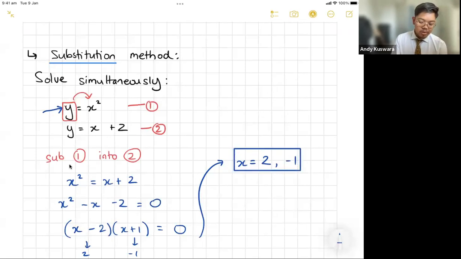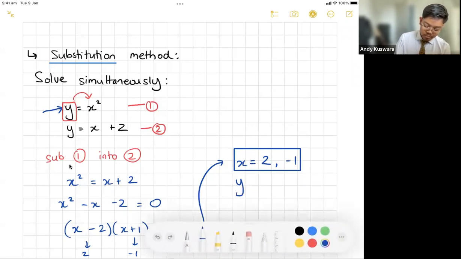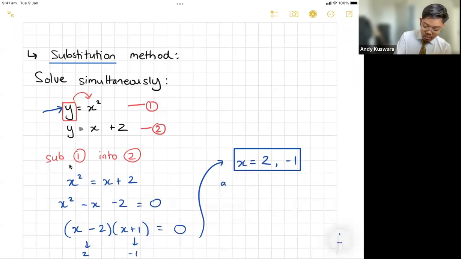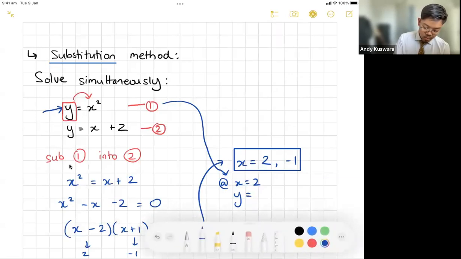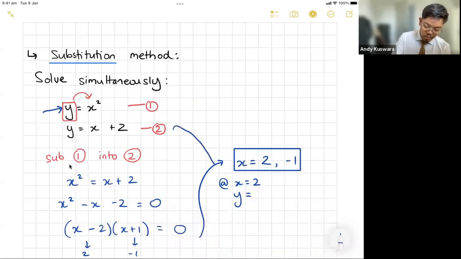But not only do we need to know what x is, we also need to know what y is. So for y, we're going to substitute each value. So I will write this. At x equals 2, y equals... I've got equations for that. I can see that y equals x squared, or I could use the other one. I can say y equals x plus 2. So in this case, it's going to be x, which is 2, plus 2, which equals 4.